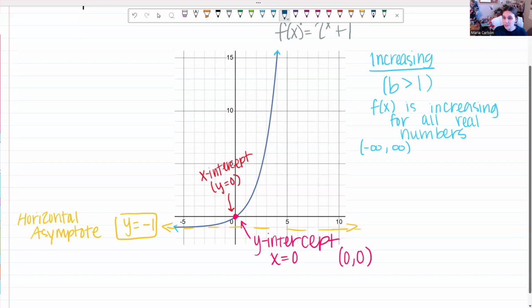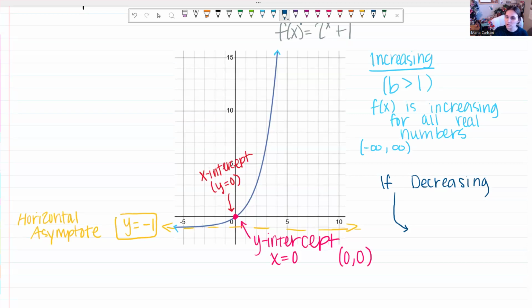Now, if your graph is decreasing, then it is going down, and we can write it in some way where b is between 0 and 1.